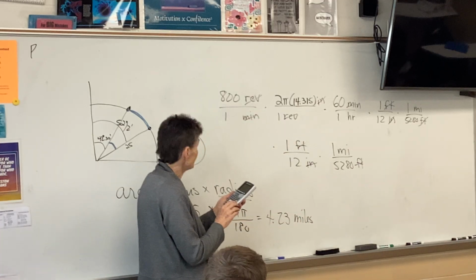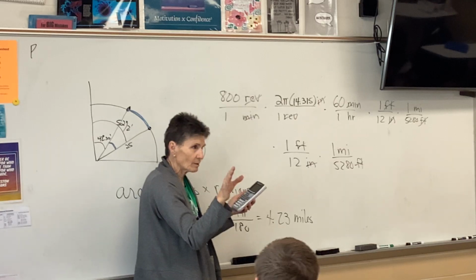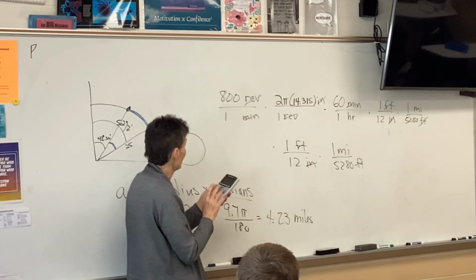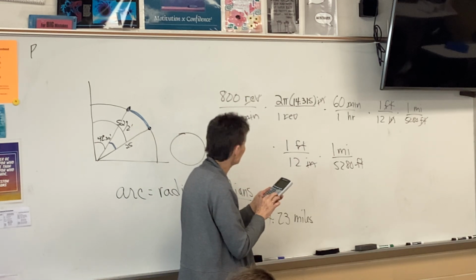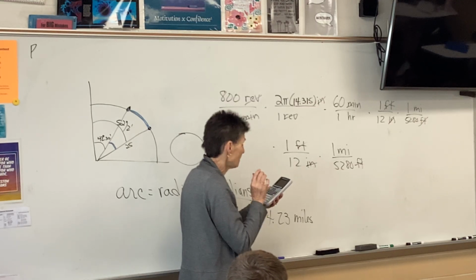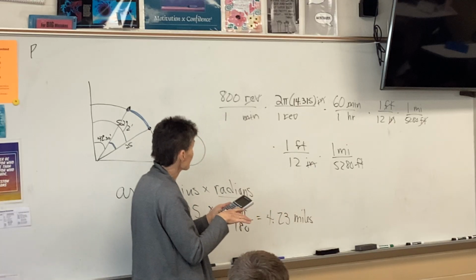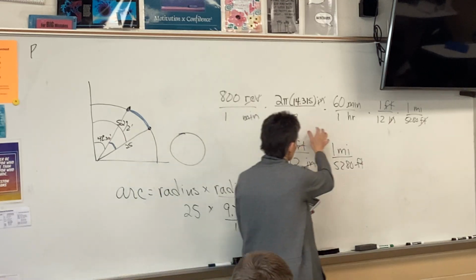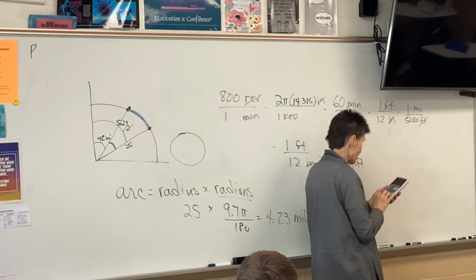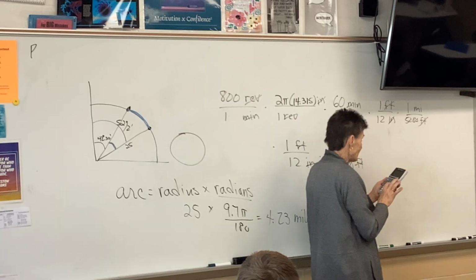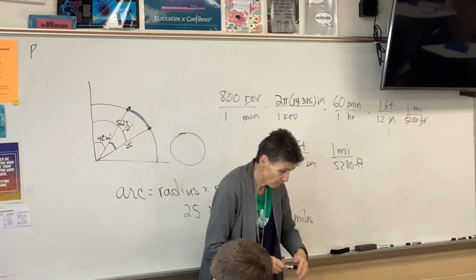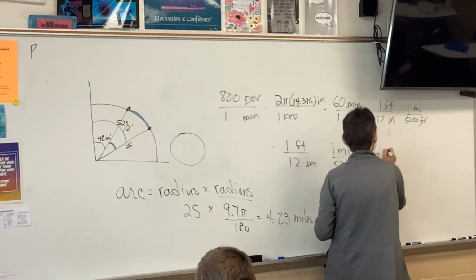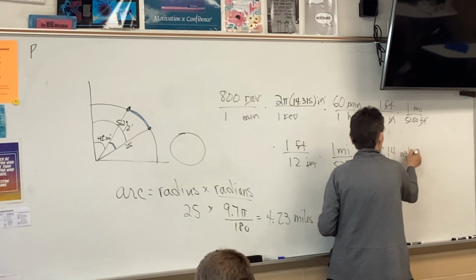I always do my whole numerator first, then divide by the denominator, but you can type it in however you want. 800 times 2 pi times 14.315 times 60. Okay, now I got my numerator. So I need to divide that by 12, and then divide it by 5,280. I think our car is moving 68.14 miles per hour.